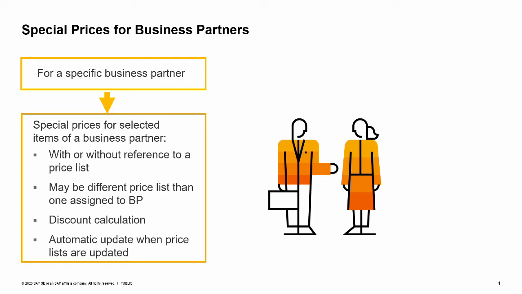You can create a special price with or without reference to a price list, and it does not even have to be the price list associated with the business partner. You can set a standard percentage discount or surcharge for the business partner that will default into the rows as you add items for special pricing. You can change this percentage after adding the item. You can even set the special price to be updated and recalculated when the price list it references is updated.